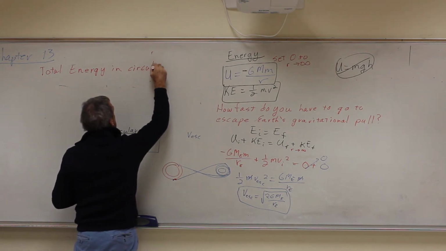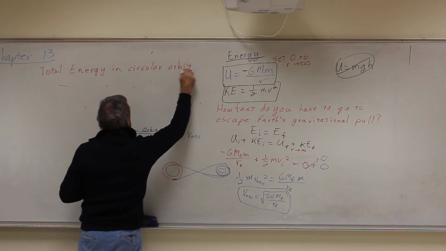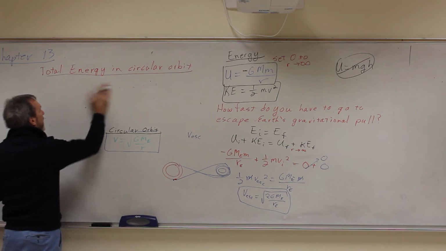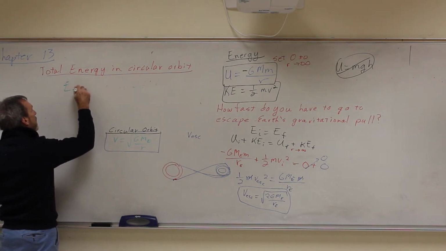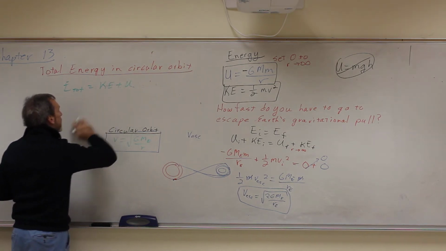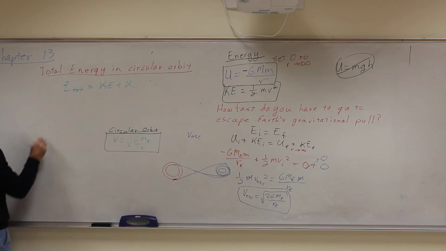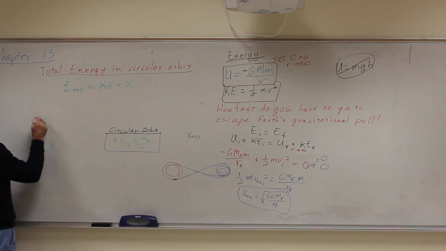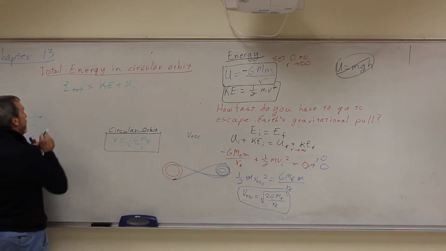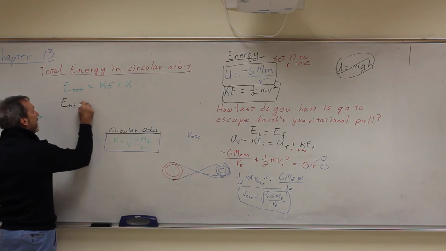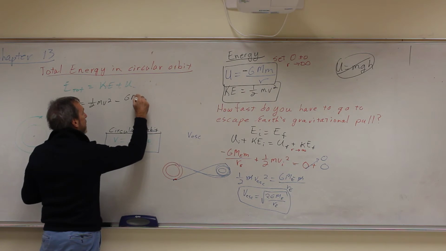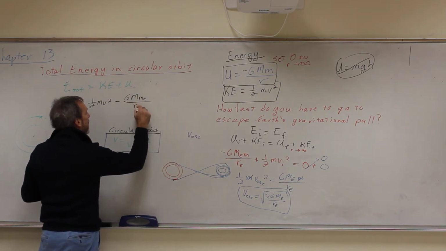Circular orbit. Well, remember your total energy is just equal to your kinetic energy plus your potential energy. So if an object, let's have it orbiting the Earth in a circular orbit, we say that the total energy is equal to 1/2 mv squared minus G m Me over Re.